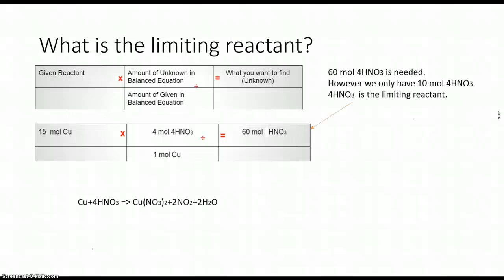So to start, we need to find our limiting reactant. And to do that, we take both of the reactants and we do a little math. We multiply copper times the nitric acid and divide it by the amount of copper in the equation. And that tells us we would need 60 moles of nitric acid. However, we only have 10 moles of nitric acid in the equation. So that means nitric acid is going to be our limiting reactant.